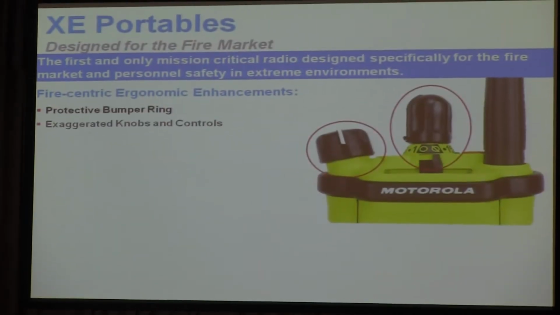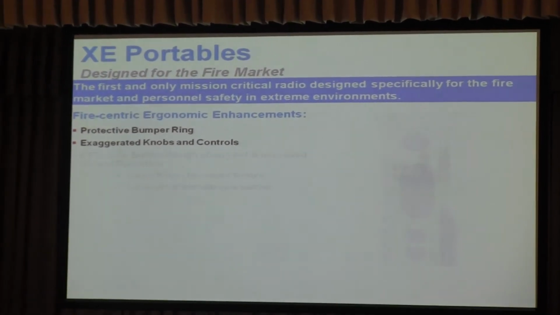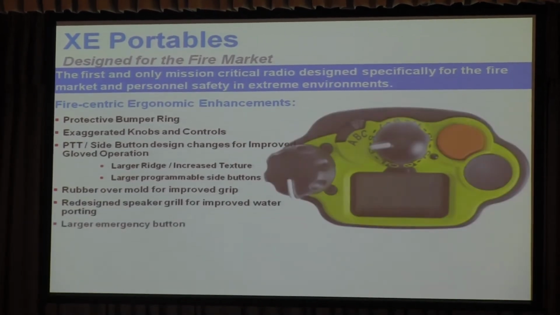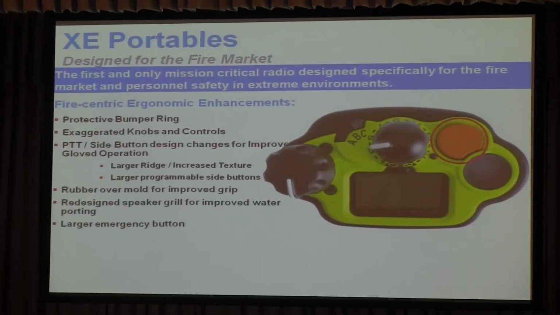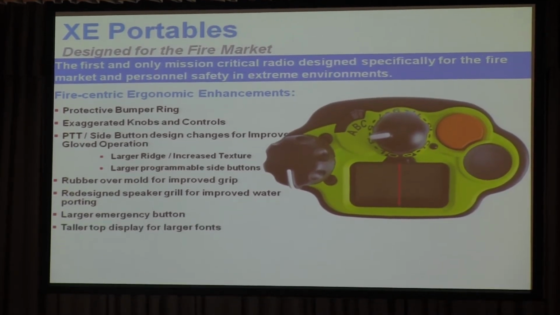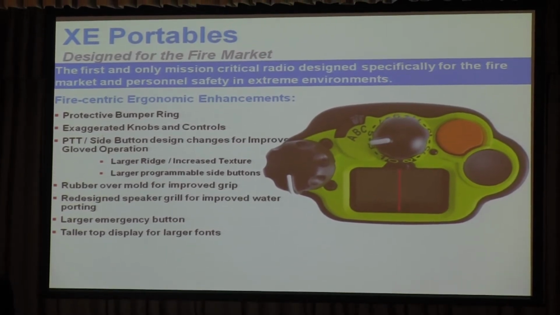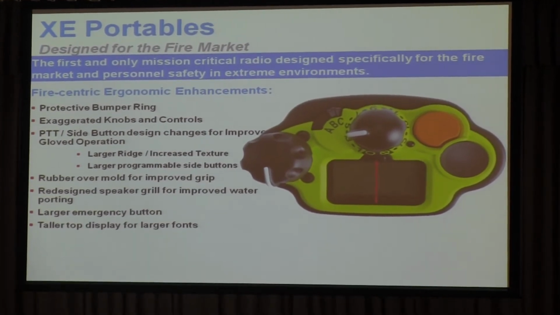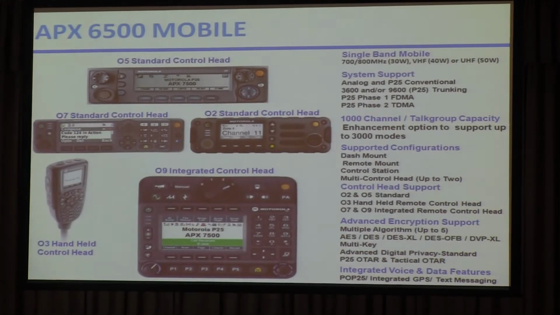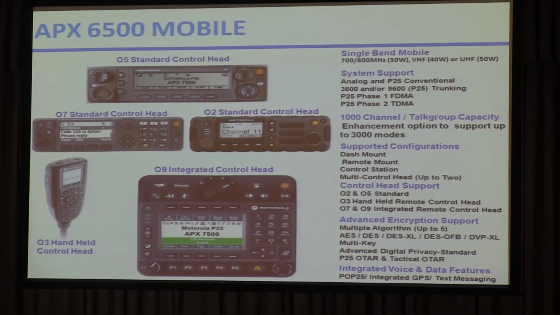And these are just pointing out what other ergonomic enhancements we have in the XC series. So large knobs, larger PTT button, the improved water porting for the speaker, emergency button, and the display is actually twice as tall. It's the same number of characters, just larger for our users in the fire situation to be able to see under foggy conditions.